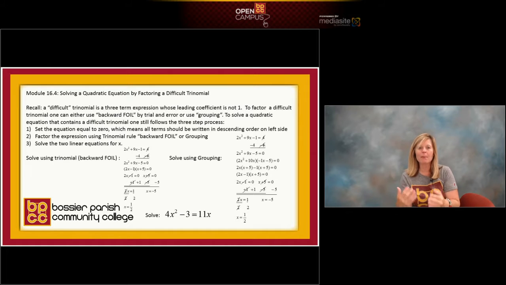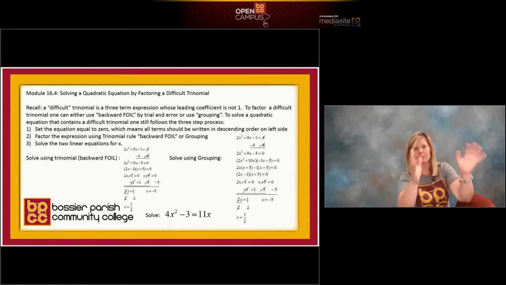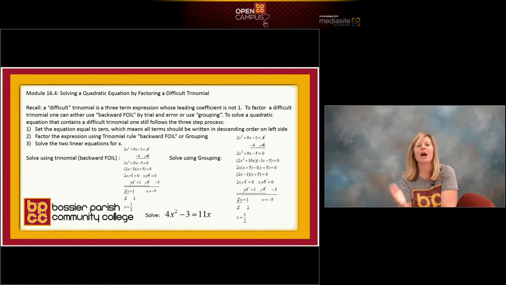So if you remember, I would label 2x squared as F for the first term. I would label the 5 as L for the last term. And I would label above the 9x the O and the I for the outers and the inners. I know to factor a trinomial, I would put my 2 sets of parentheses. I would start with the first term. What do I multiply to make a 2x squared? And I know that's only one option, 2x times x. So that went first in my parentheses.